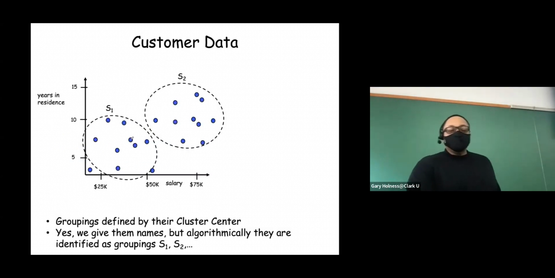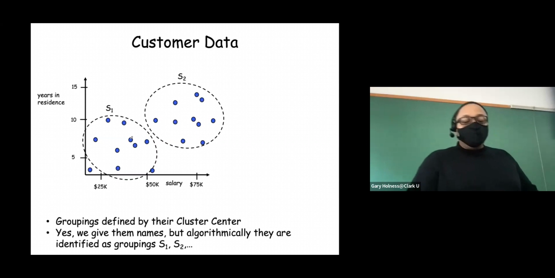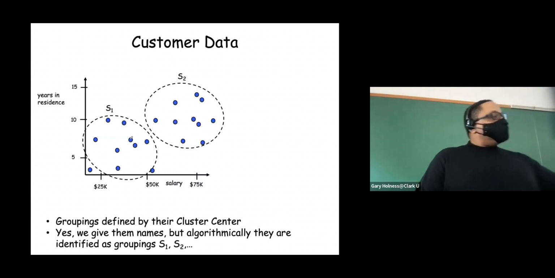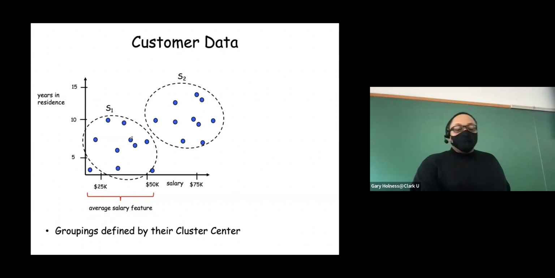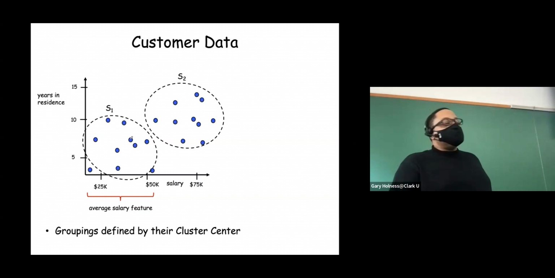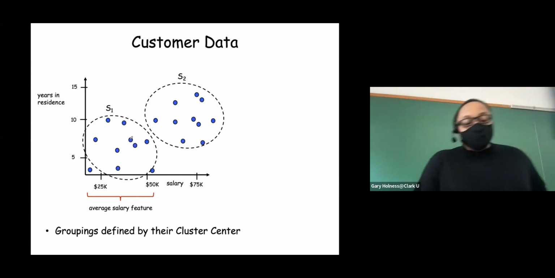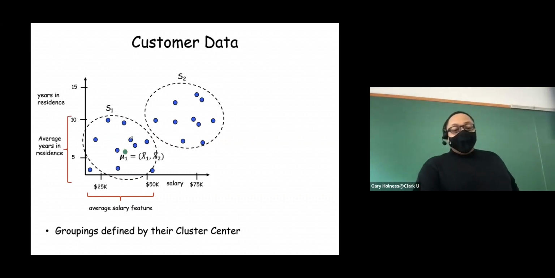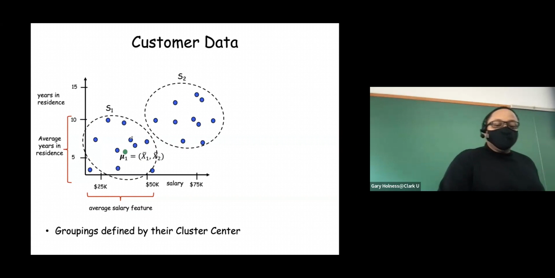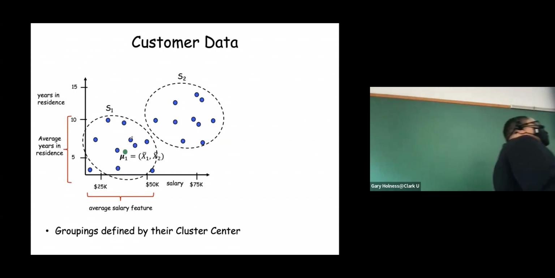All right, so let's take a look at this group membership. These groupings are defined by the cluster center, as we said. Yes, we give them names, but algorithmically, you refer to it as the first grouping, the second grouping, the third grouping, and so forth. And so they're defined, these groupings, by the cluster center. So in this case, for the mortgage application problem, we had a 2-dimensional feature space. So we take the sample mean of the salary feature, and we take the sample mean of the years in residence, and this is going to give us our mu values, defining our centers. And so these centers are a proxy for how you name these clusters.